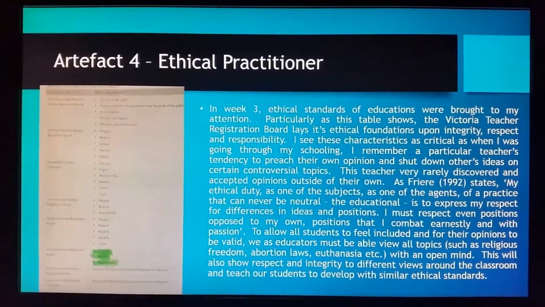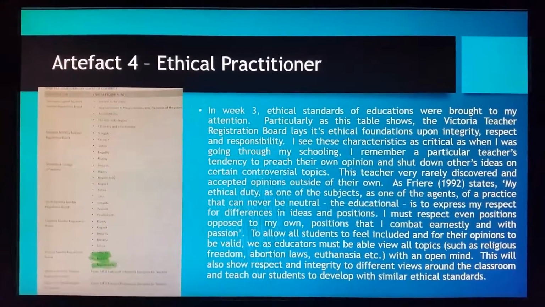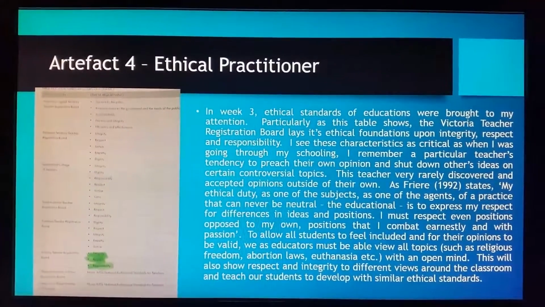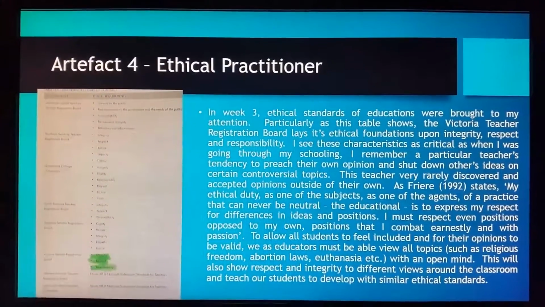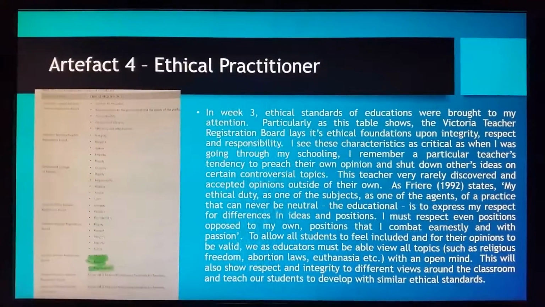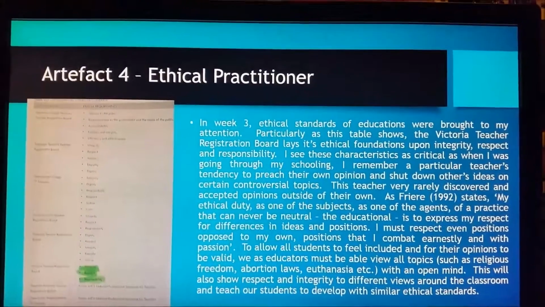I think as a teacher it's important that we respect everyone else's opinions, even if they're against our own. And this will make all our students feel included and that their opinions are valued. And it will also teach our students to develop similar ethical standards.